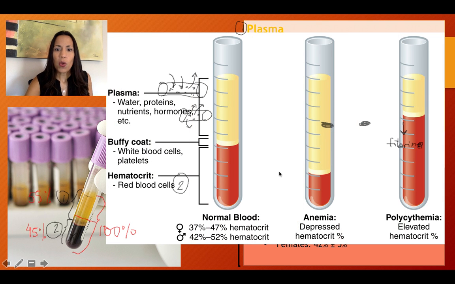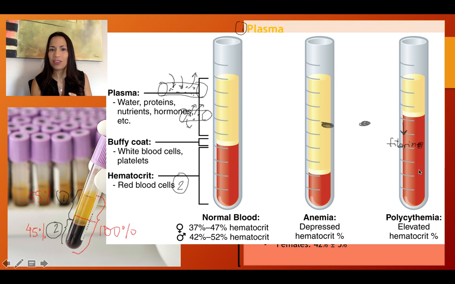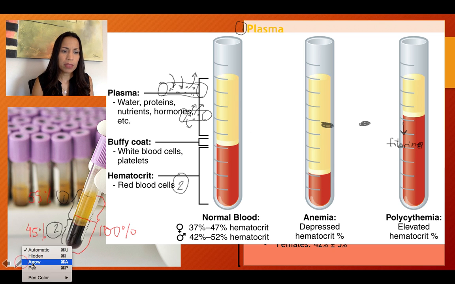Okay, so look at the relation of hematocrit and plasma, or red blood cells and plasma, the percentage of red blood cells in plasma, how it can change. This is the normal. Okay, let me get blue.